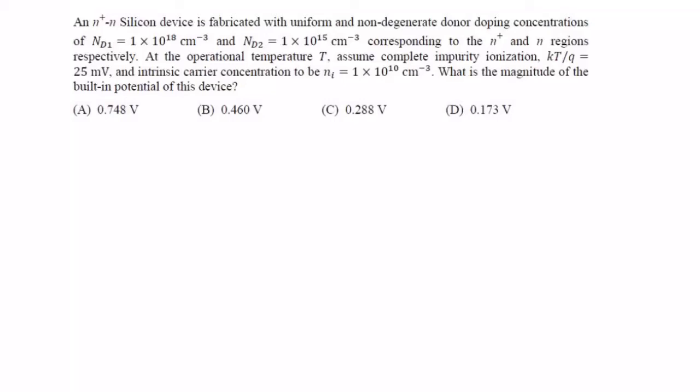In this question, it is given that there is a silicon device where one side is heavily doped and the other side is lightly doped by pentavalent atoms. So it is given as an N plus N silicon device, and the concentrations are given on both sides along with the intrinsic concentration, and we are going to calculate the magnitude of the built-in potential barrier. What is the value of V naught that we are going to calculate for this N plus N silicon device?